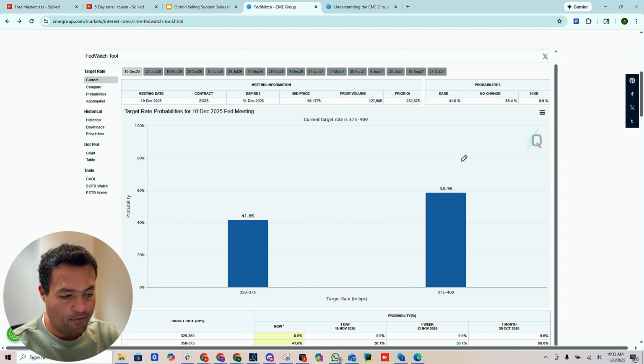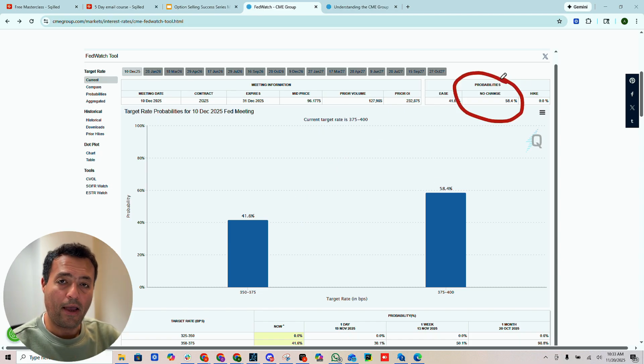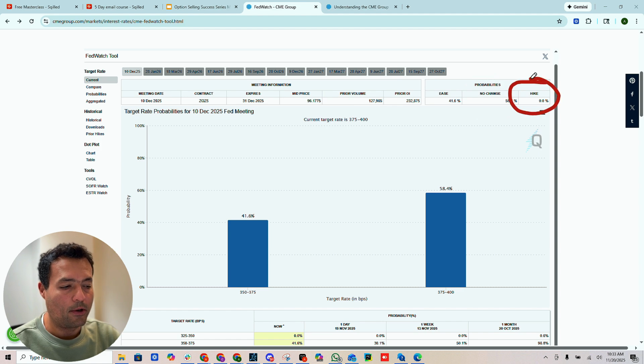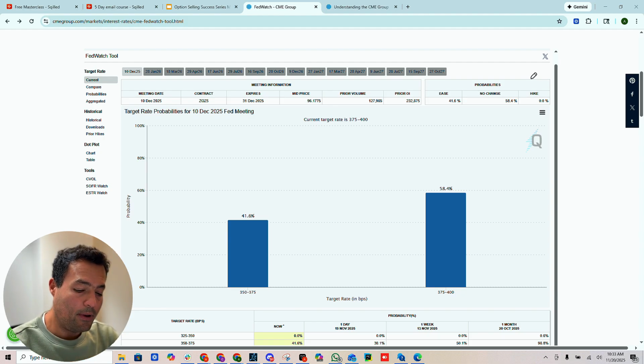It will go down. Before I move the cursor the other way, whichever way you look at it, the higher probability is attached to a no change event. Now, if there is a no change event, there's no probability attached to a hike. The way the market is trading right now, they think that there will be no change in this interest rate in the December meeting. It could be in the next few meetings.